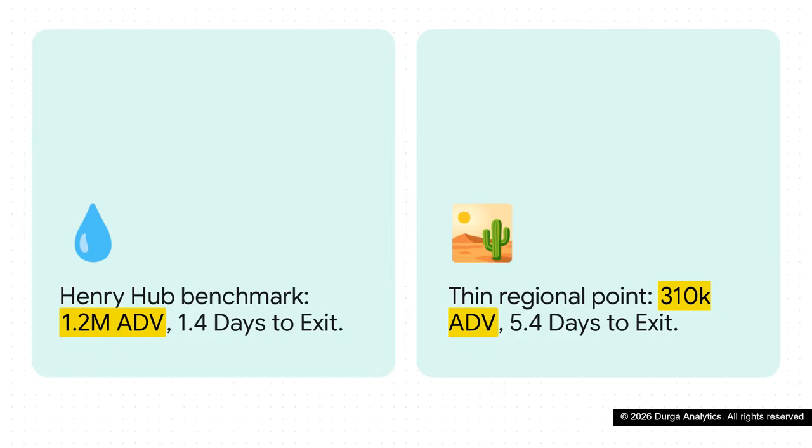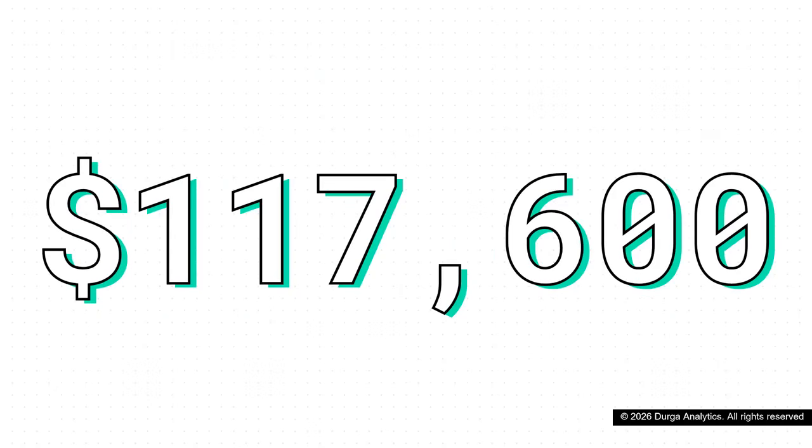You can get out safely in 1.4 days. But at this thin regional point, which has a fraction of the volume, you are trapped in that position for over 5 days. And if you are forced to exit over those 5+ days at that thin point, the market is absolutely going to sense your desperation. It will move against you. Assuming a highly conservative 28 cents of slippage per unit on a forced exit, that's going to cost your desk a visceral $117,600 just in slippage cost alone.